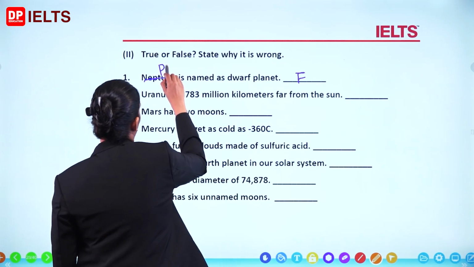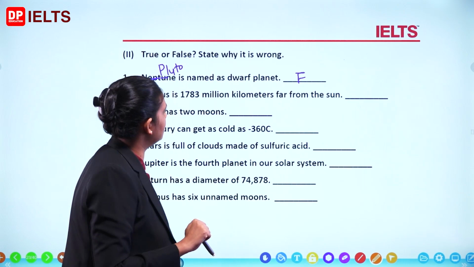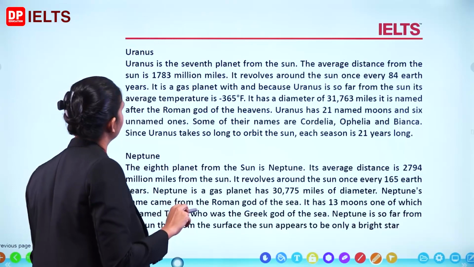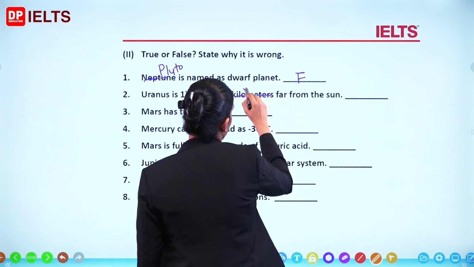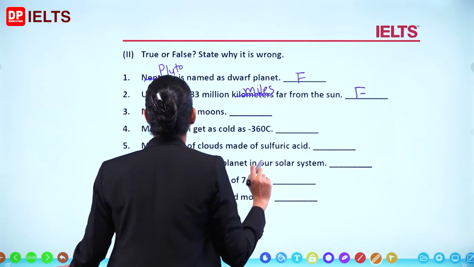Uranus is 1783 kilometers far from the sun. So if you go to Uranus, it is 1783 million miles. Okay, so million miles. So that's false.